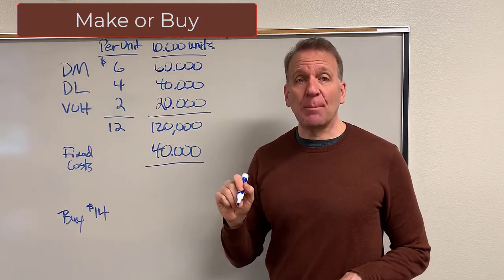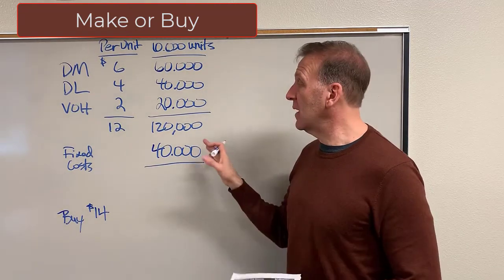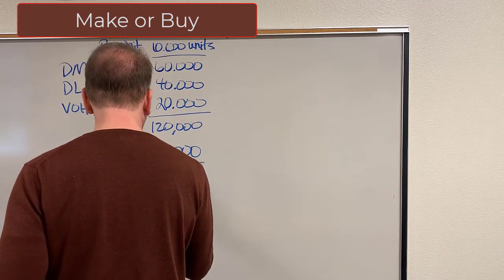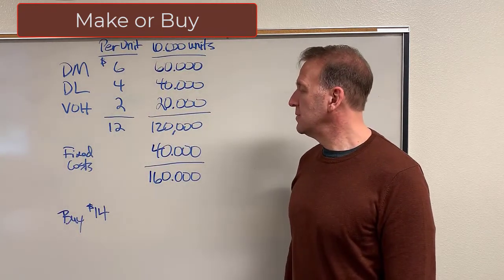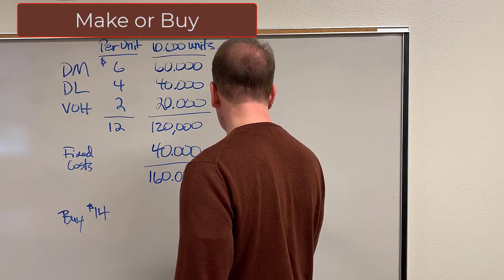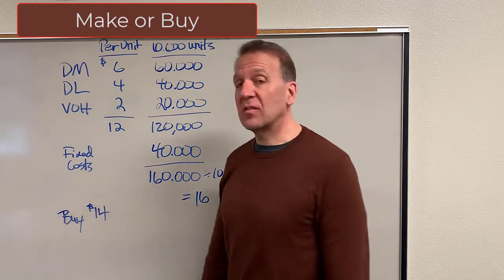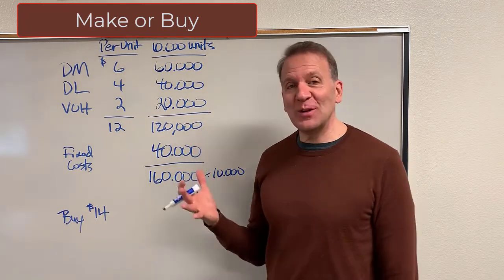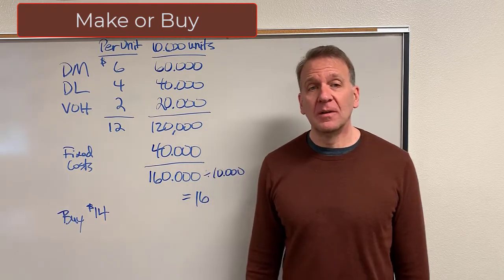In this example, we're going to assume that the fixed costs are relevant costs, that if we don't make this, then we would eliminate our fixed costs. They would be relevant. So I'm going to put down here $160,000 in total costs. Now, if we divide this by our 10,000 units that we're making, that gets us a cost of $16. If these fixed costs are relevant to our decision, then this would be our cost, and we would actually want to buy this.